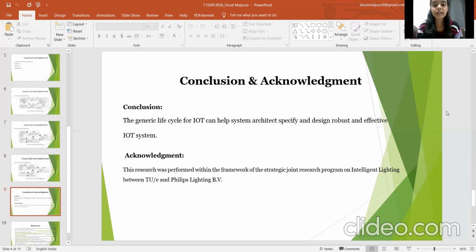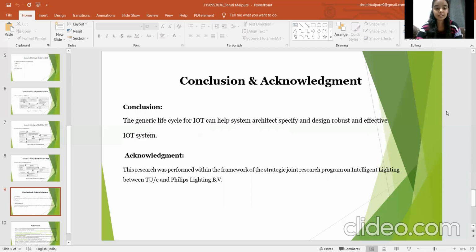In this slide, I have concluded the research paper. The conclusion of this paper is that the generic life cycle for IoT device, IoT service, and IoT application provides a better understanding of the problems that need to be solved by IoT system throughout their life cycle. The generic life cycle for IoT can help system architects specify and design robust and effective IoT system.